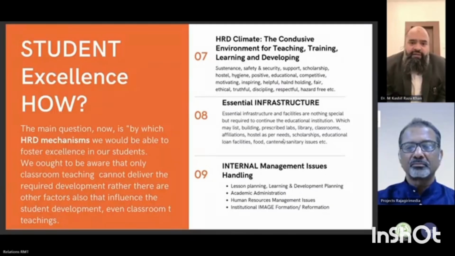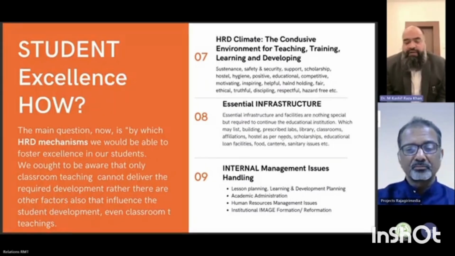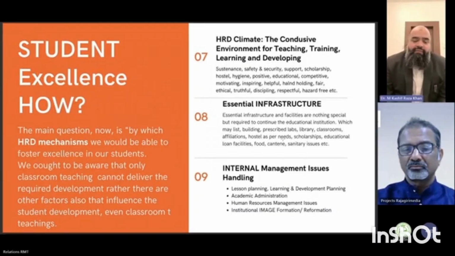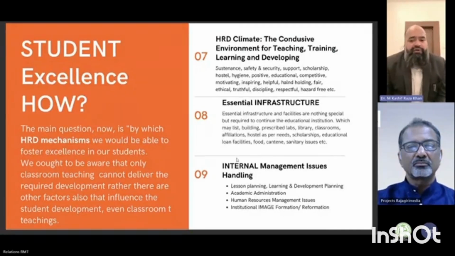Not sixth, ninth. The ninth HRD mechanism is internal management issues handling. Besides all these important aspects that can contribute to the development of the students, there are internal management issues that also have impact upon education, training, and student development. I want to mention a little bit about this, because internal management is the thing that controls the whole institution.